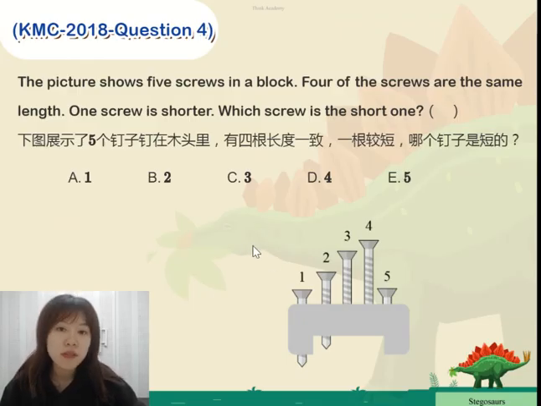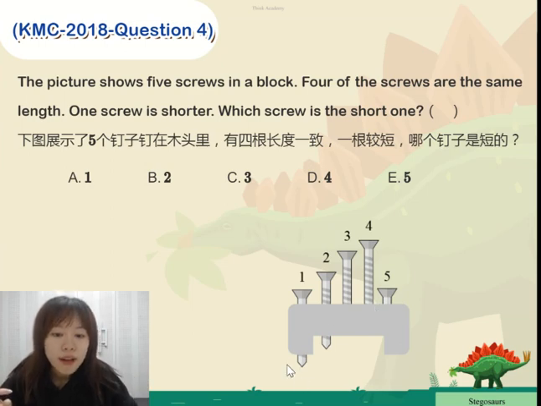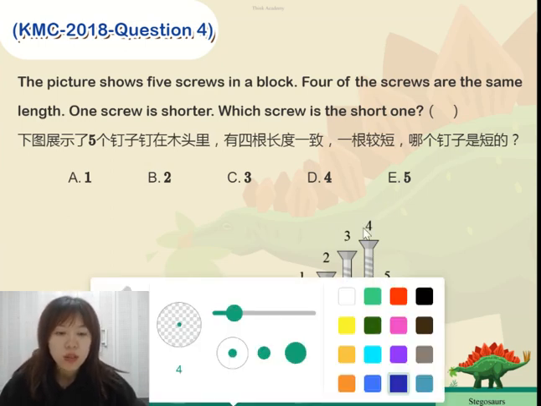The picture shows 5 screws in the block. 4 of the screws are the same length. One screw is shorter. Which screw is the short one? When we compare the lengths, we can easily find the first one and the last one. They are at the same level, right? And we can see the tip of the first one, but not the tip of the last one. That means the last one is shorter, and there is only one that is shorter. So easy, that will be the last one, the fifth. So the answer is E.